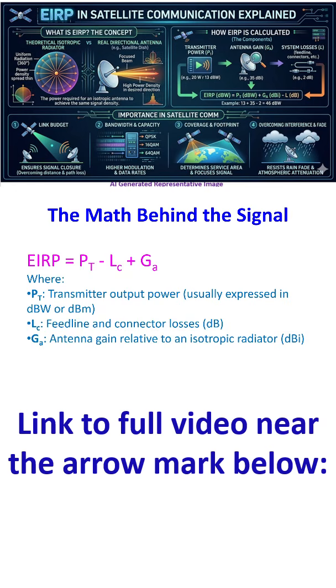PT: transmitter output power, usually expressed in decibels relative to a watt or decibels relative to a milliwatt. LC: feedline and connector losses in decibels. GA: antenna gain relative to an isotropic radiator. That's a radiator which radiates in all directions uniformly. That is measured in dBi.